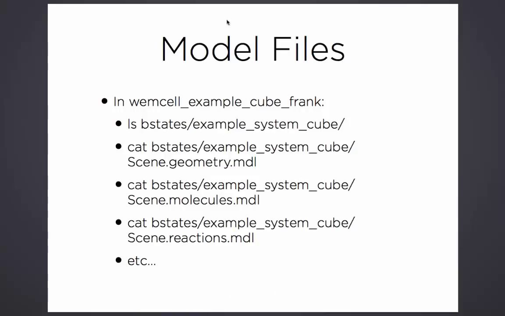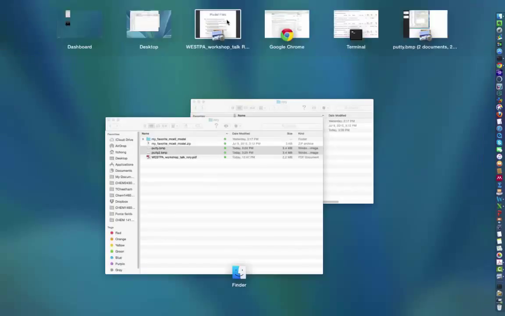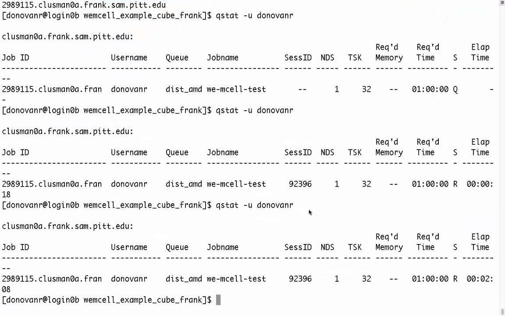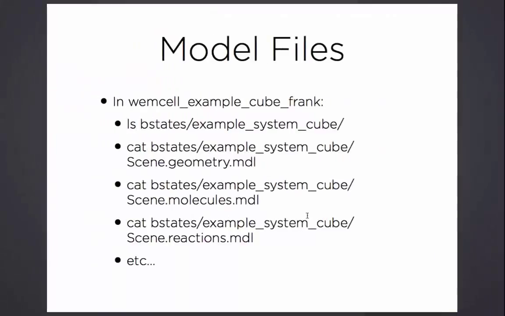The way that an MCell simulation works is that it's described by these model files. So we can take a look at them. They're very, very simple. We didn't do anything really magical. Let's move back to the terminal, and in the main Git repository, take a look at those files real quick. We can just spit them all out with cat. They're in the basis states directory, bstates, and there should only be one subdirectory there. It's example system cube.